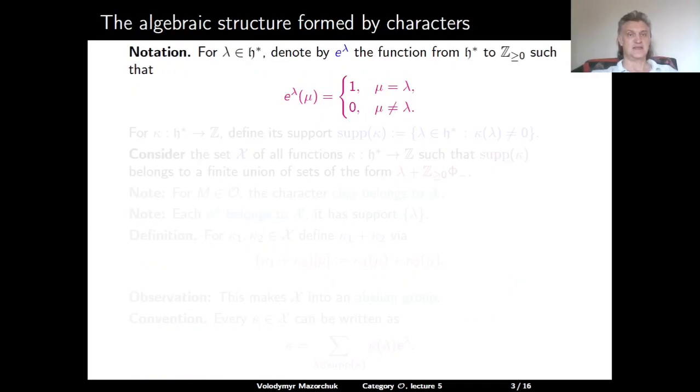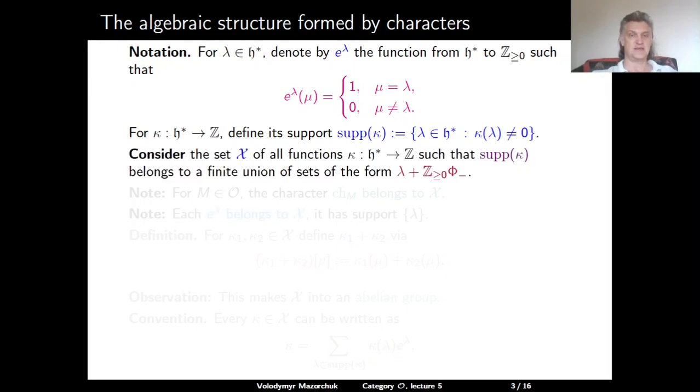So let's now discuss the algebraic structure which is formed by all characters. For a weight lambda, we denote by exponent of lambda the function from h star to non-negative integers, which assigns to a weight mu the value 1 if mu is equal to lambda, and to all other mu it assigns the value 0. And for a function kappa from h star to Z, we define the support of kappa as the set of all lambdas on which the value of kappa is non-zero.